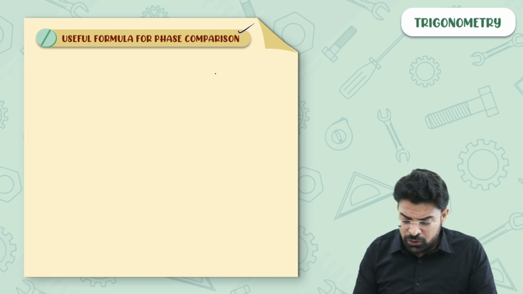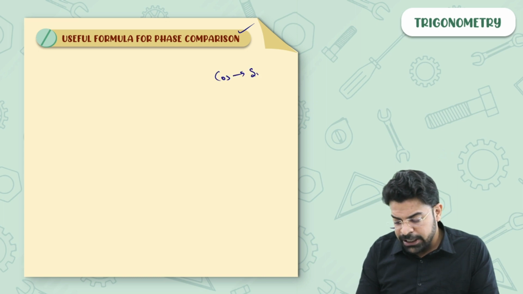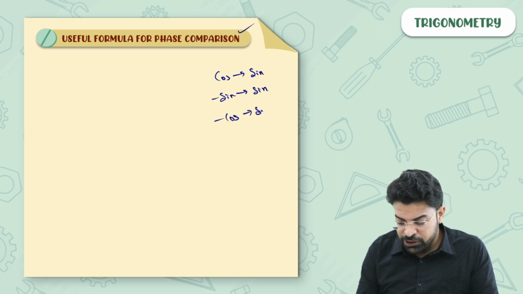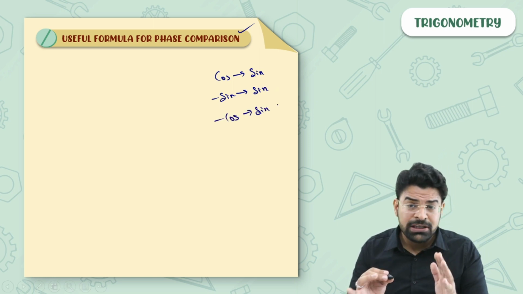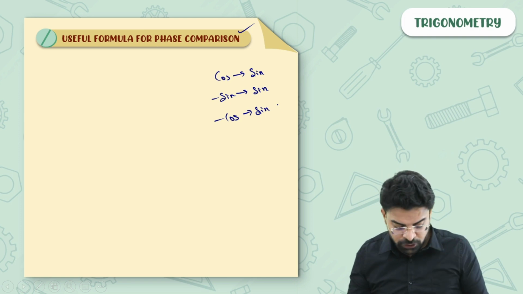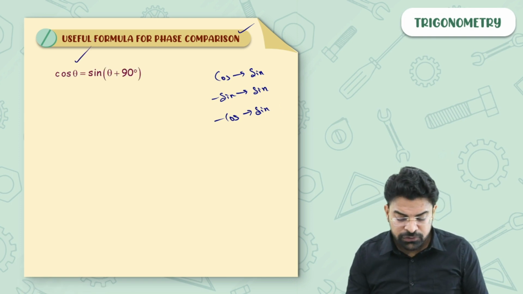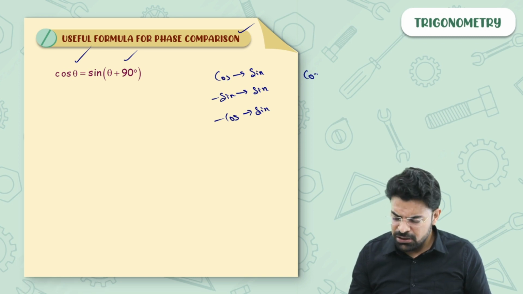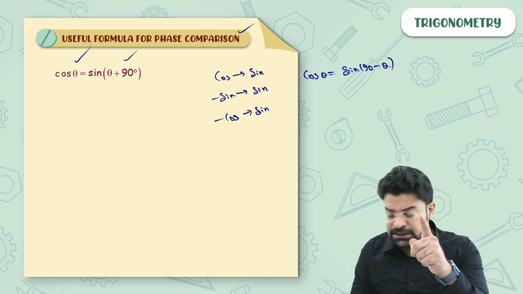So you should know how to convert cos into sine, how to convert minus sine into sine, and how to convert minus cos into sine. So you need to remember this small thing, and this will be useful at a later stage for sure. Better remember that cos of theta can be written as sine of theta plus 90. Sir, cos of theta can be written as sine of 90 minus theta. Yes, you are right.